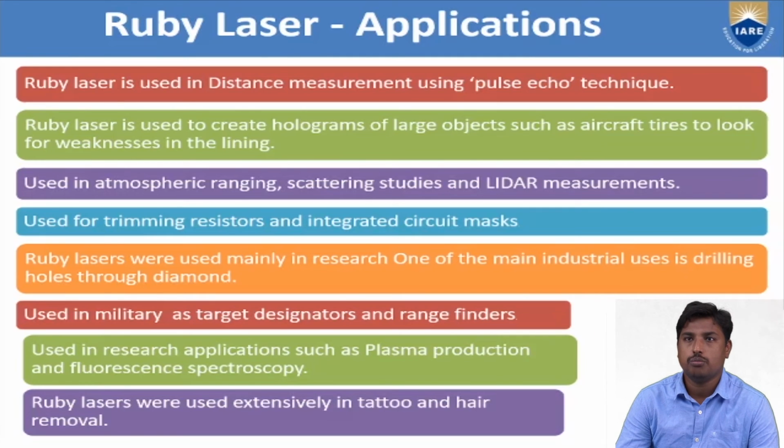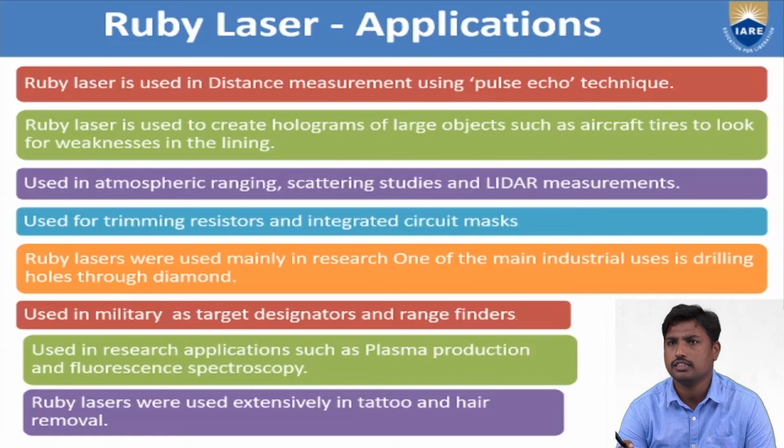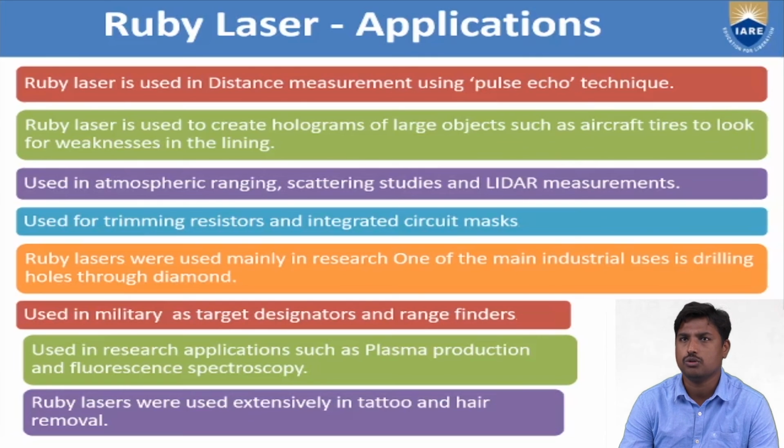Coming to the applications. Ruby laser is used in distance measurement using the pulse echo technique. Ruby laser is used to create holograms. I think all of you know about holograms. It is used on large objects such as aircraft tiles to look for weakness in the lining, and for trimming resistors and integrated circuits, nothing but IC circuits. To trim resistors or integrated circuits, we use this type of laser, the ruby laser.